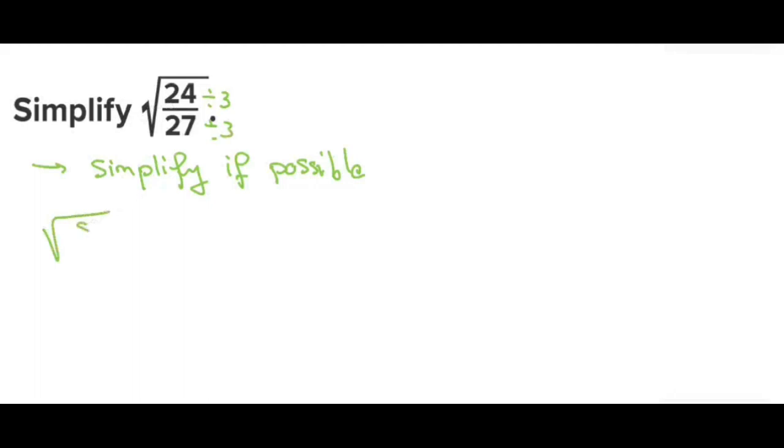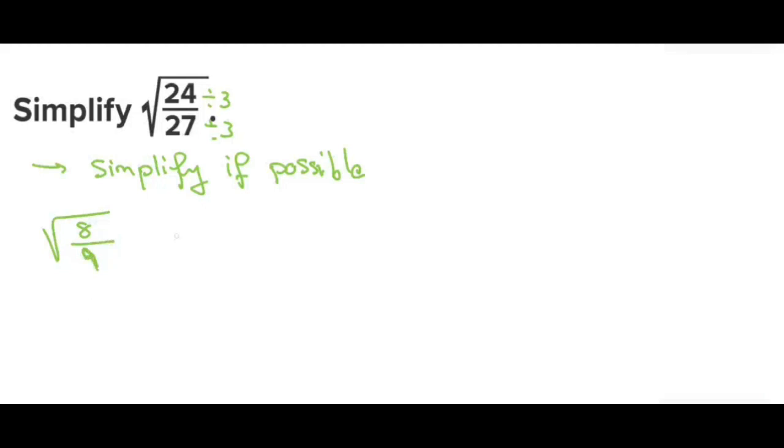Now, if we have a square root of 24 over 27, the first thing to do, step number 1, is you simplify the fraction first, if possible. So simplify, if possible, first. So we know that 24 over 27 both can be divided by 3. So this radical will be 24 over 3 will be 8, and 27 divided by 3 is 9. So my radical now is square root 8 over 9.